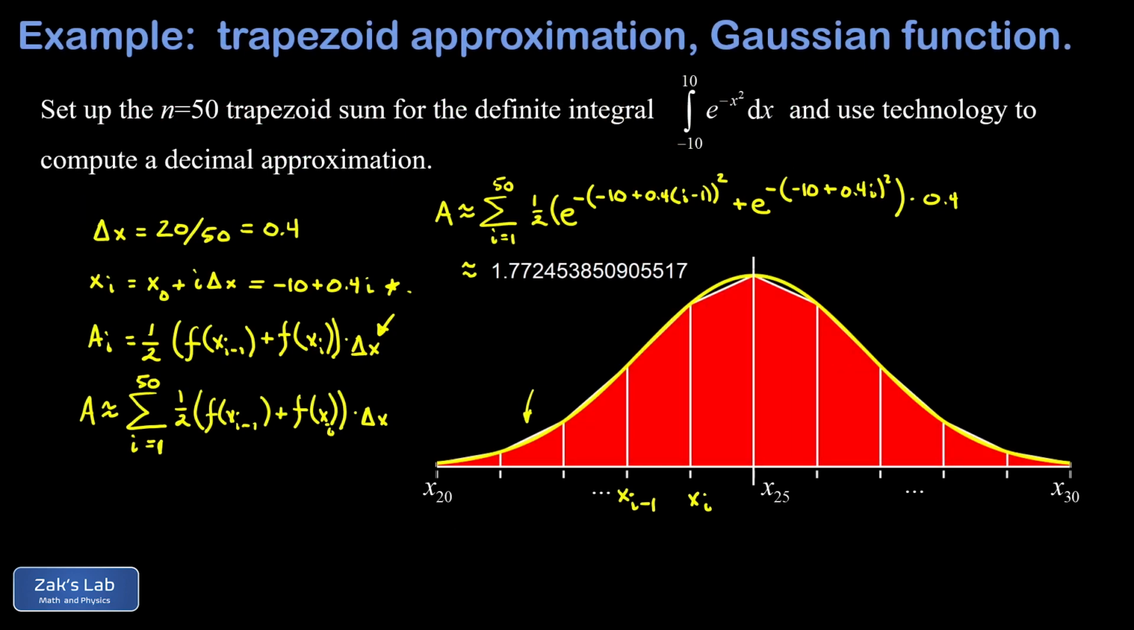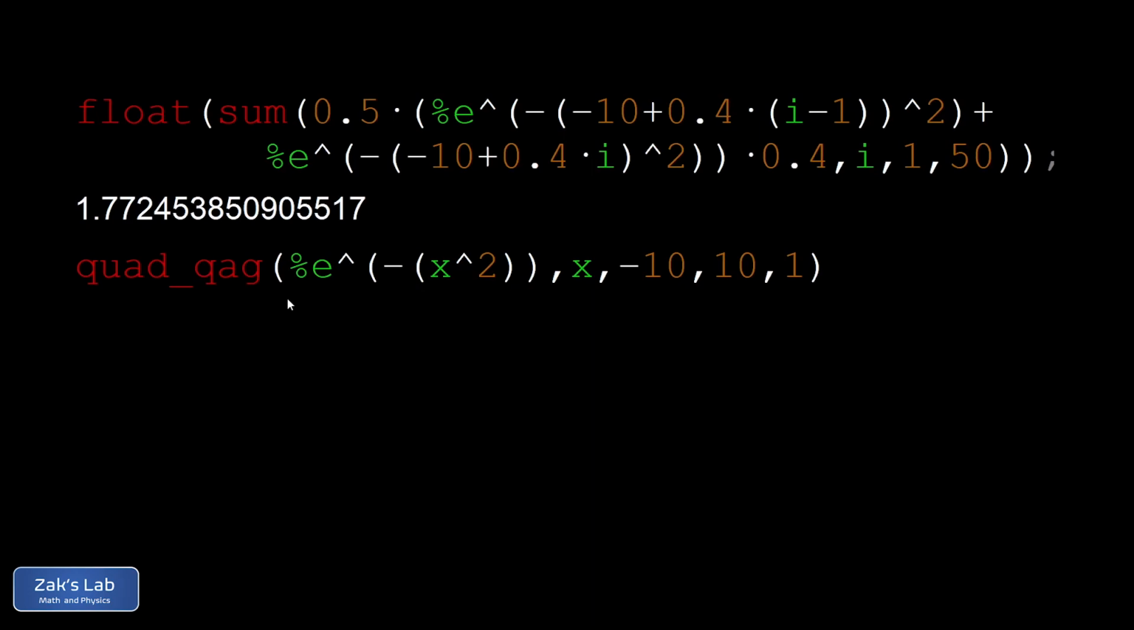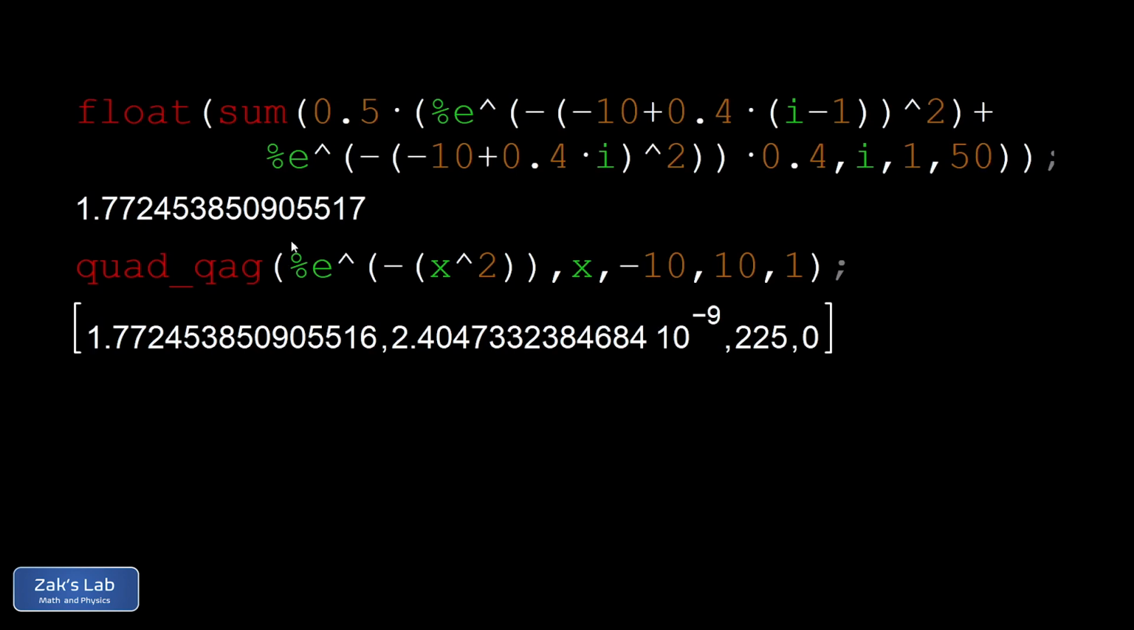But I want to check this against the built-in numerical integration algorithms in our computer algebra system. And in Maxima, that's the quad QAG command. So now we just enter this thing like we're doing the integral. We just put in the function e to the negative x squared, and we integrate from negative 10 to 10. And the last number there is really just selecting which algorithm is going to be used to approximate the integral, and it doesn't really make a difference which one we use. Shift Enter to execute.